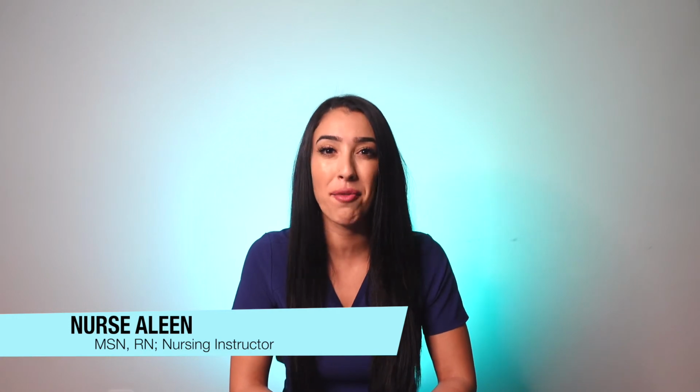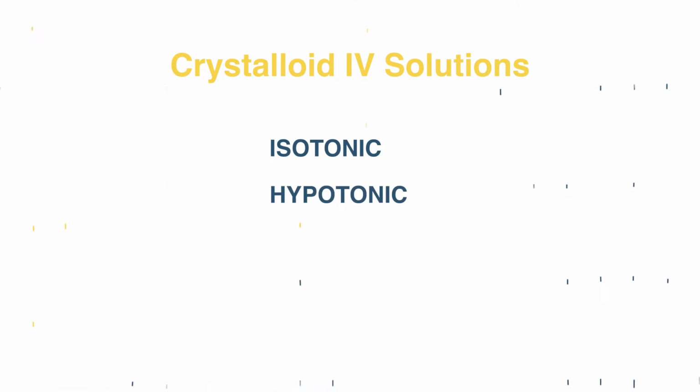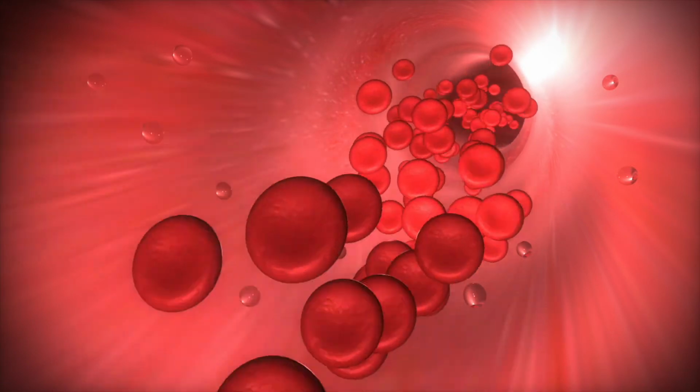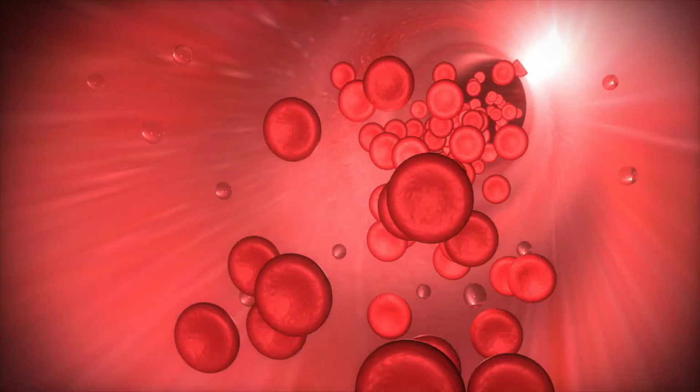As mentioned, today we're going to be discussing IV solutions. The intravenous fluid replacements that we will be discussing are called crystalloids. Those consist of isotonic, hypotonic, and hypertonic solutions. These solutions will flow easily from the bloodstream to the cells and the tissues.